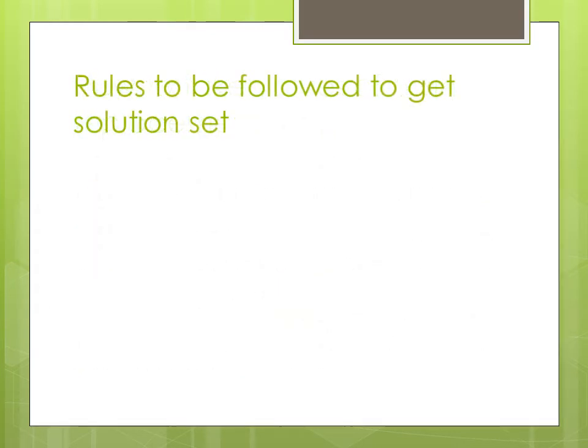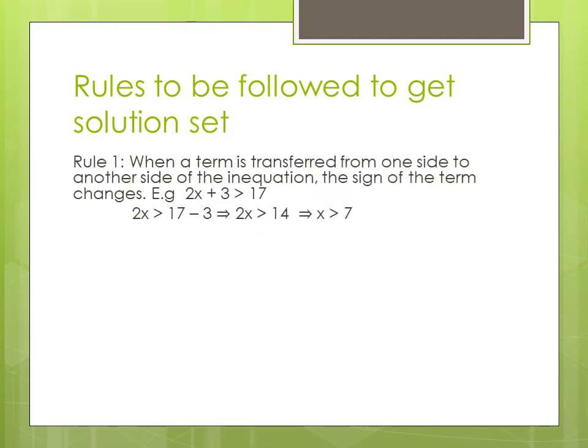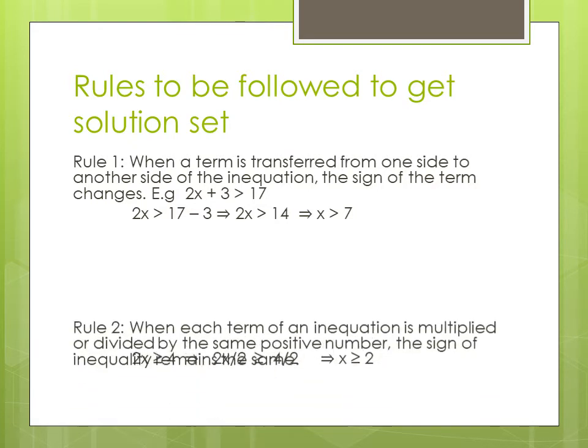So to solve it, what are the rules to be followed to get the solution set? First rule: when a term is transferred from one side of the inequation to the other side, the sign of the term changes, as we do in an equation. When we solve a linear equation, we do that transposing. Here, as an example, 2x plus 3 is greater than 17, so 3 will go to the other side and it will become 17 minus 3. So the sign, positive or negative, will change when we transpose. First thing you have to remember that.